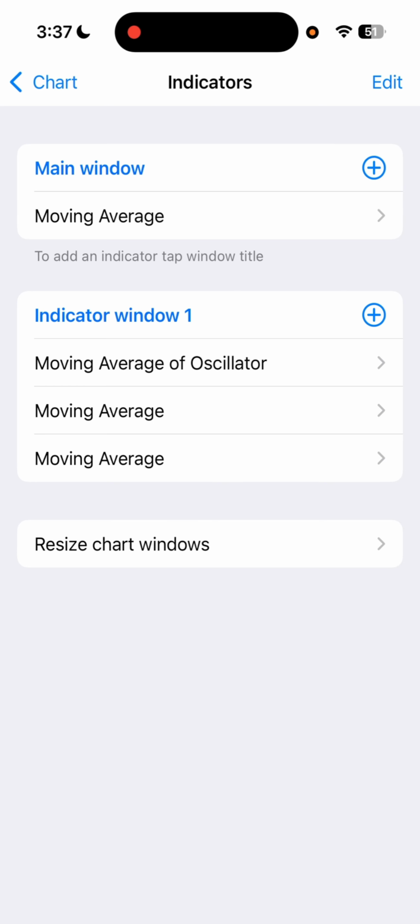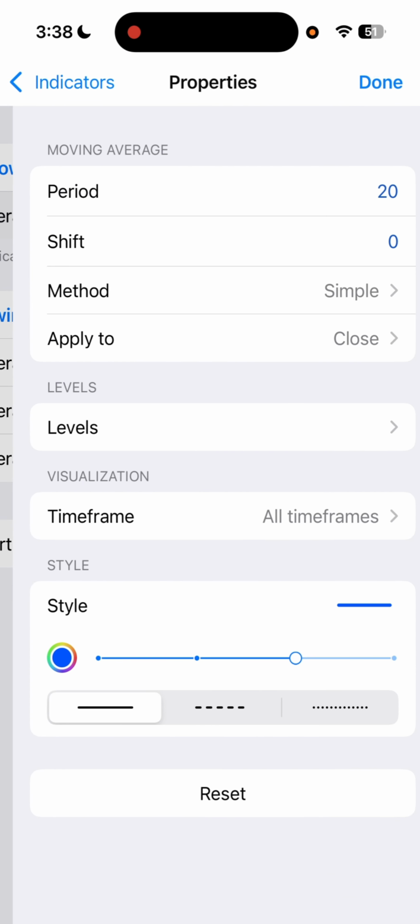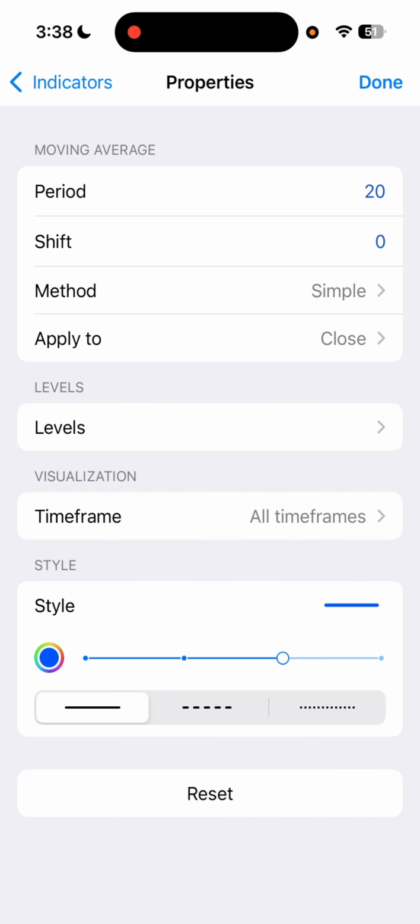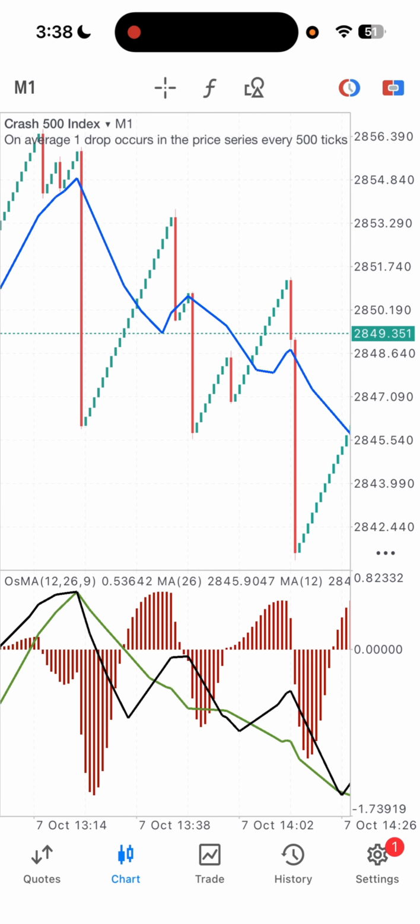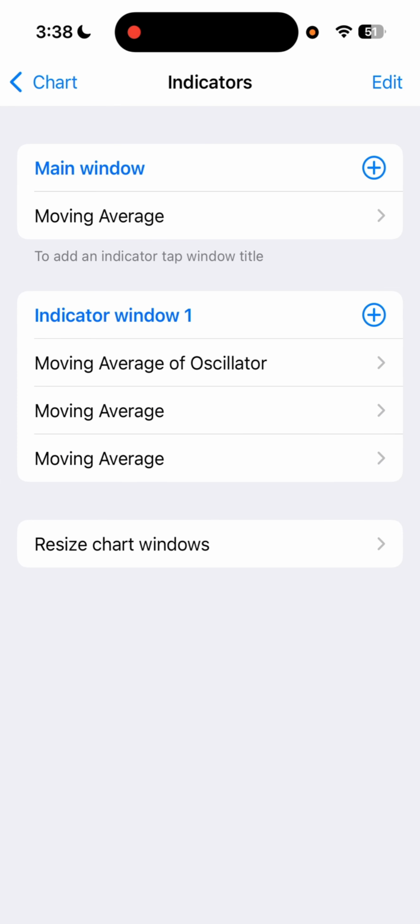First and foremost, go over to the indicator section. You want to put on a moving average on the main window. You put that on period 20, shift 0, method simple, then you apply to close. For the style, you put it on 3 pixels with color blue. You click on done.